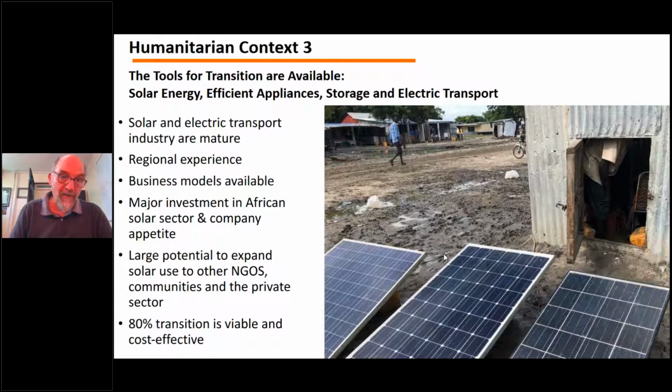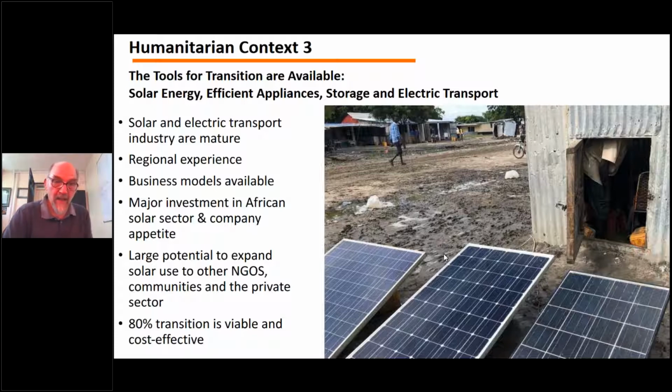So business models are available, and we're seeing a major investment in the African solar sector and company appetite. In the last few years, we've seen $2 billion of investment in East Africa alone in solar energy, just for off-grid. So the investment's coming in a big way, which it wasn't 10 years ago. And there's a large potential to build solar use on the back end of refugee camp installations for NGOs, for communities, and for the private sector.